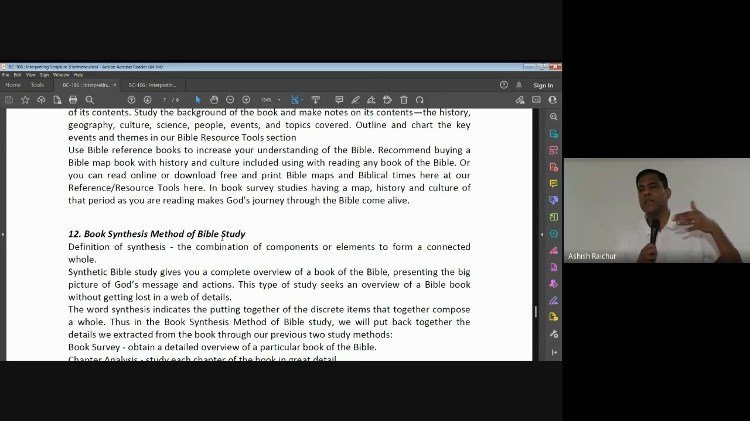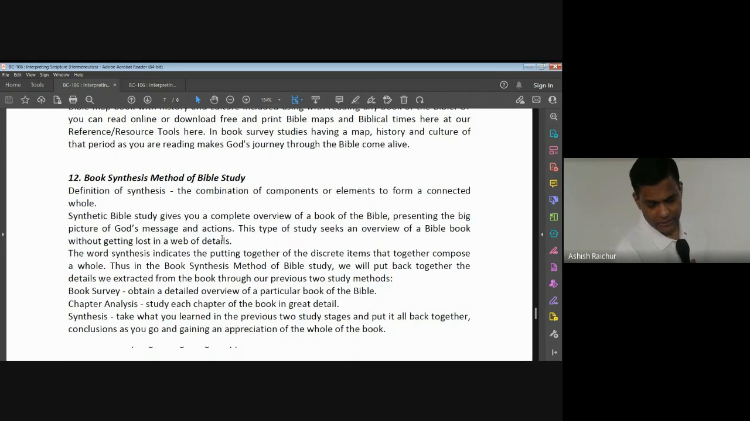So when you study a book, you can do a book background, you can do a book survey, high level, or you can do a book synthesis, meaning detail every verse in context. And that's a very good way to study. And we will do that in our third year. All right. So these are all ways to study.